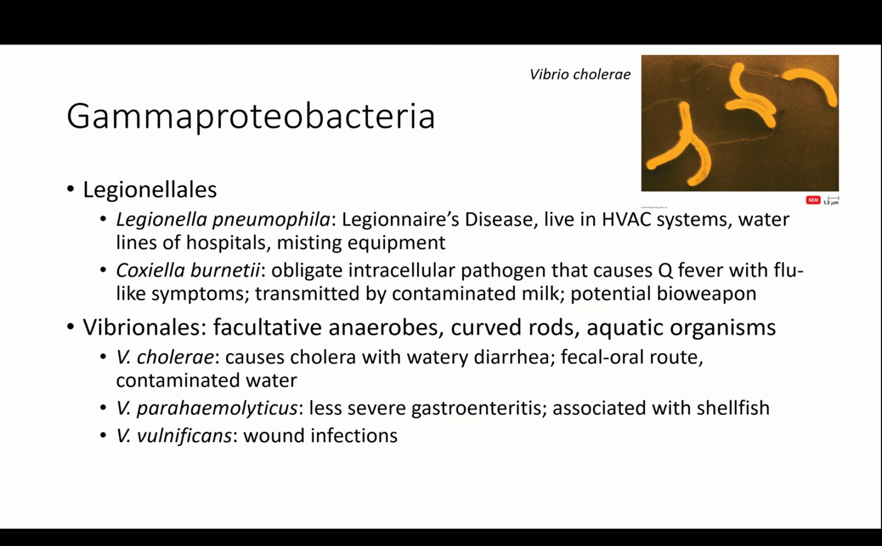Vibrio parahaemolyticus causes a less severe gastroenteritis than Vibrio cholerae, and it's associated with shellfish. Vibrio vulnificus is another kind of infection that causes wound infections, especially because this organism will grow in the shells of oysters, clams, and other shellfish. So when you walk along the beach barefoot and step on a shell, and it cuts you, there's a risk for this sort of infection, and it can be rather nasty.